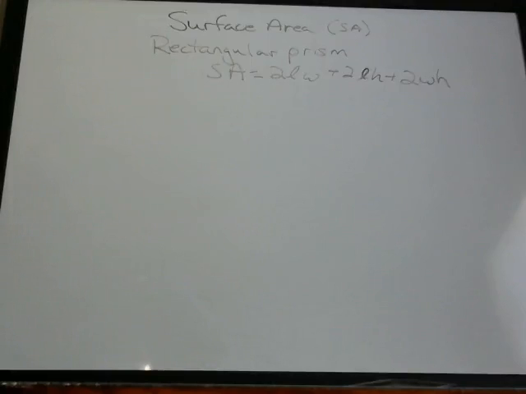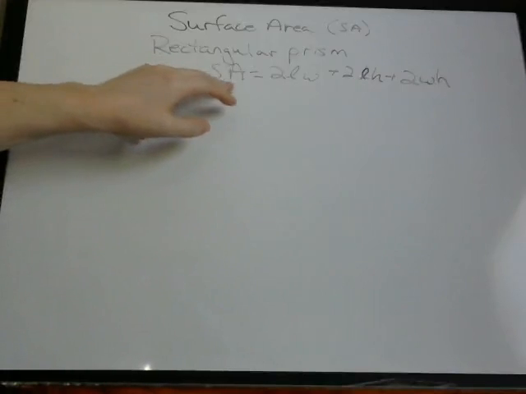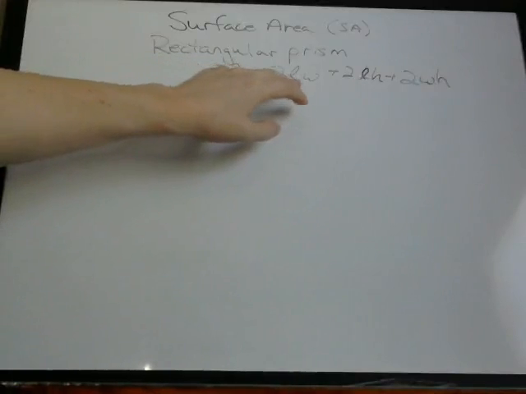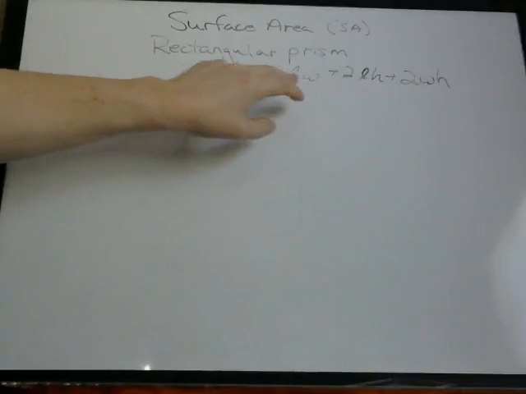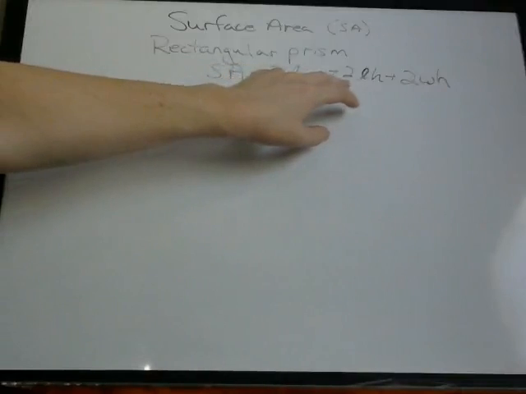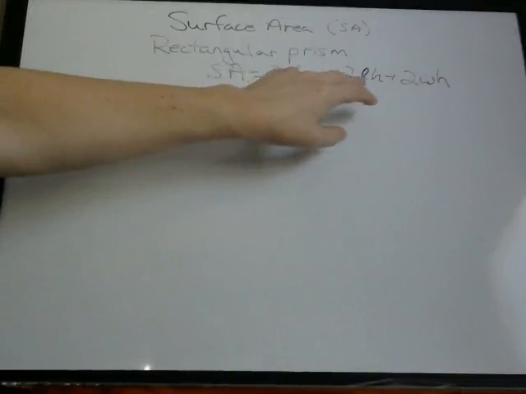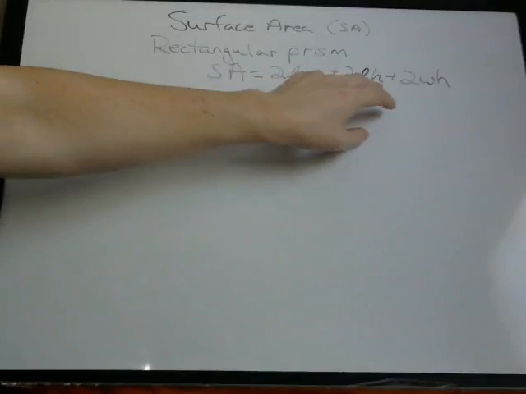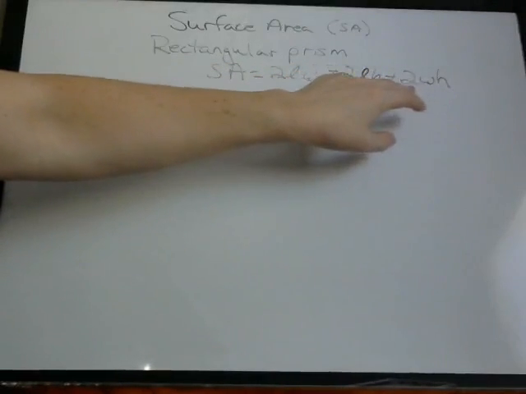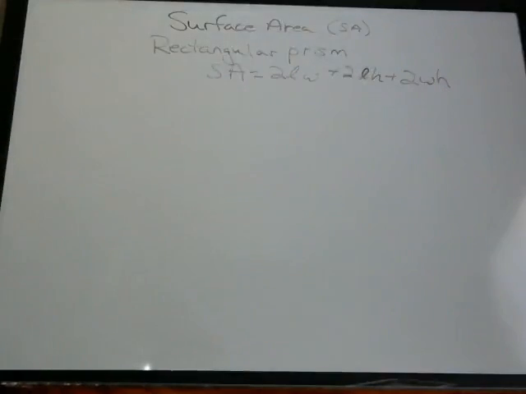We're going to talk about how to find the surface area of a rectangular prism. If you look on the formula sheet, you see this is the formula given. Surface area equals 2LW. L means length, W means width. So 2 times length times width, plus 2LH, which is 2 times length times H, where H means the height, plus 2WH, so 2 times the width times the height. So that's the formula for a rectangular prism.